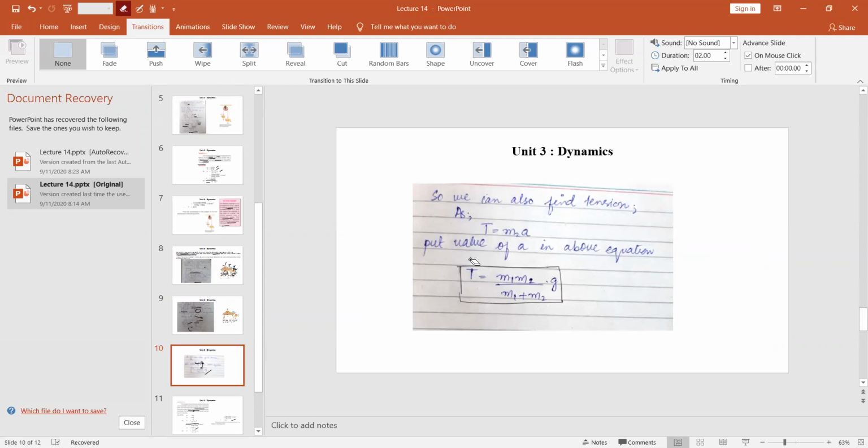So again, we can find the value of tension from this equation. We just generated equation number 2, which is T is equal to m2a. So putting the value of a in the above equation, T is equal to, here we put the value of acceleration which we calculated in the previous slide, right? So T is equal to m1 m2 by m1 plus m2 into g. So this is the value of tension in this case, right?